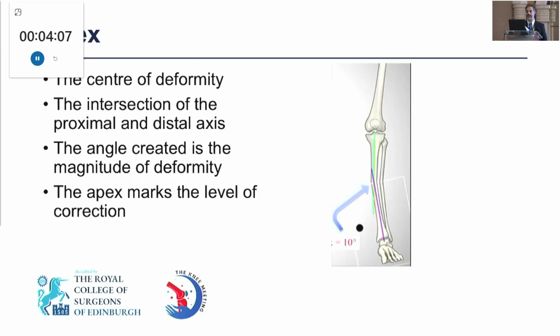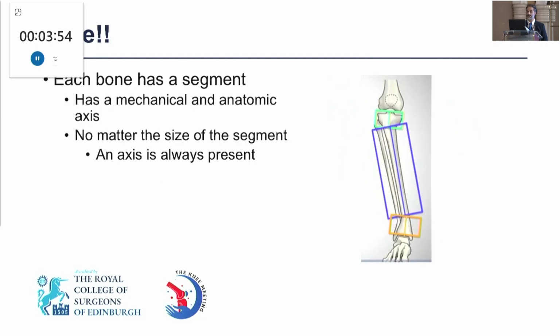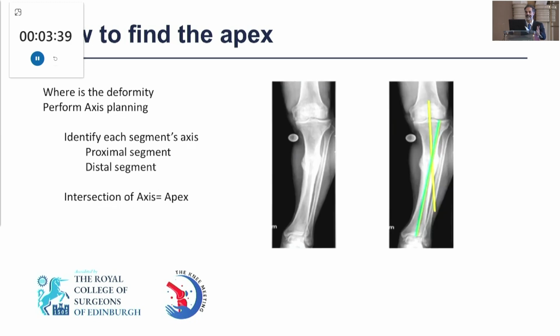So, center of gravity is the intersection of the proximal and distal axis, the angles created, and the apex marks where you're going to correct. And in these diagrams, that is about 10 degrees. Like I said, there could be various segments in each bone, but you've got to realize no matter how big the size of the segment is, there's always going to be an axis. How do I find the axis? So you've got the lines made. You identify the proximal and the distal segment, and that ends up being the apex.